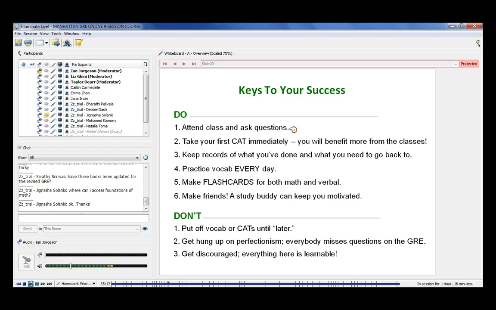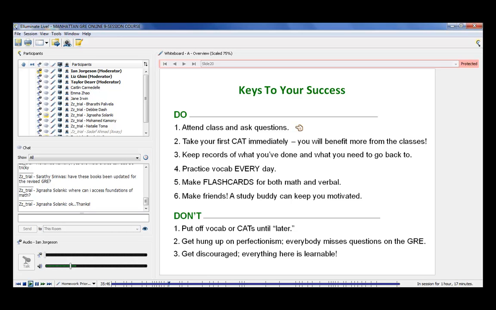All right, a couple of keys to our success. Attend class and ask as many questions as you can, right? We get people sometimes that are shy about asking questions. Don't be shy. If you've got a question, chances are somebody else is thinking the same thing and just hasn't worked up the courage to ask it. So anytime, please stop Liz and I and ask your questions, and we will make sure that we cover them all.